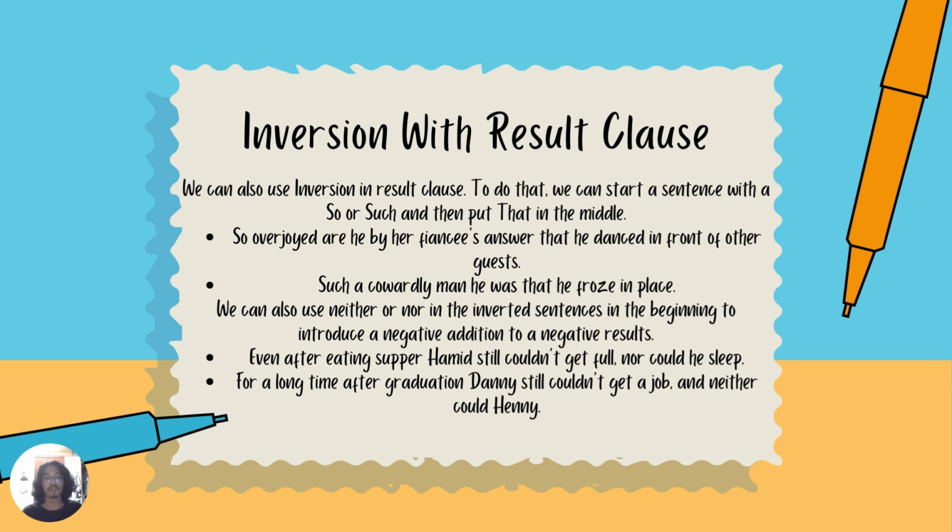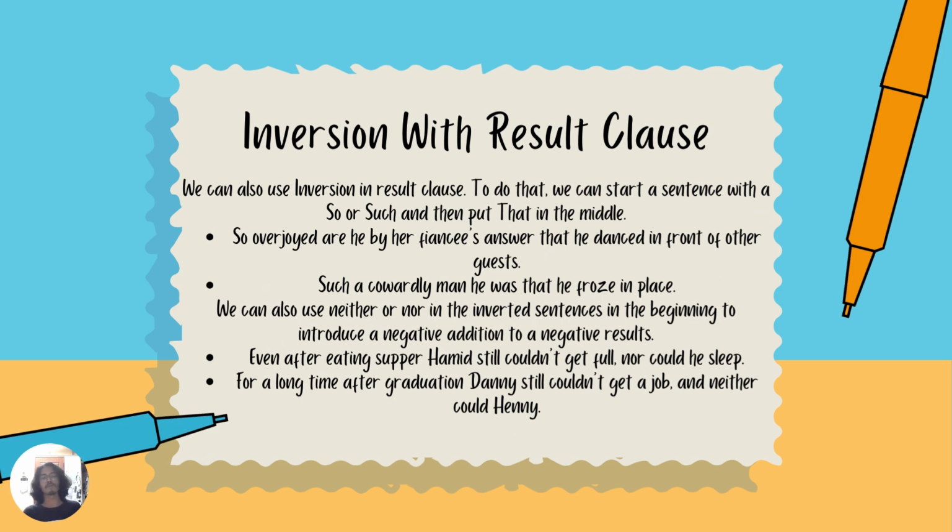We can also use "neither" or "nor" in the inverted sentence at the beginning to introduce a negative addition to a negative result. And this is only for negative elements in a sentence. "Even after eating supper, Hamid still couldn't get full, nor could he sleep." So, even after eating supper, followed by "nor could he sleep."